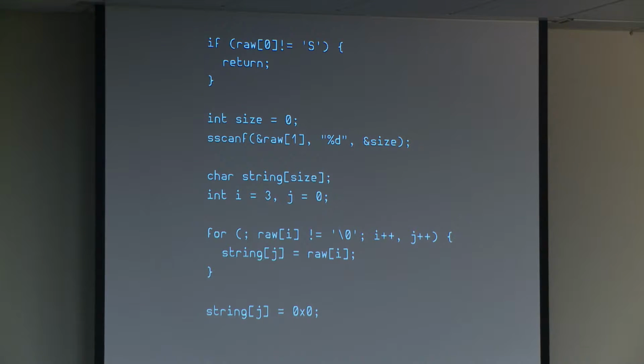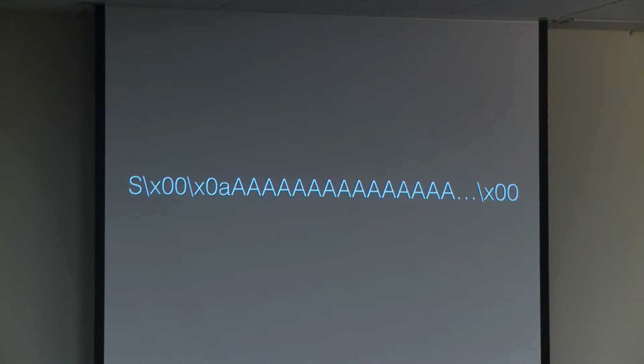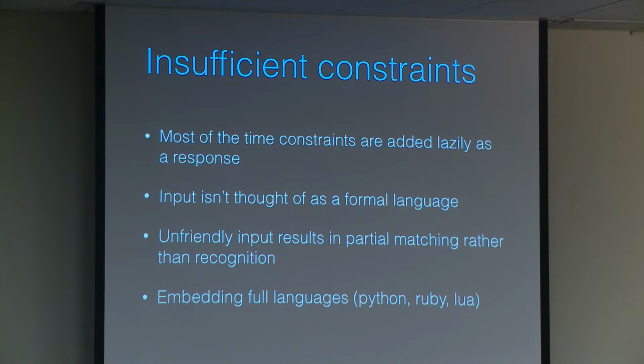So what ends up happening here is you read continually until you get to the end of that null byte, and you overwrite past the allocation you've made. So in the case of some malicious input like this, we have more than 10 A's, and we write past there. We can corrupt the stack pointer. We can corrupt the return pointer. And we've just crashed the program. Insufficient constraints.